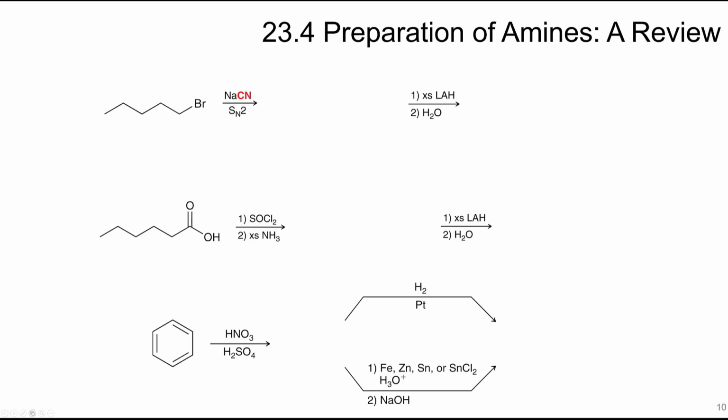So a couple of ways that we've seen already to make amines, one of them involves the SN2 reaction of nitriles to alkyl halides, which after you reduce that gives you the amine. All right, so we've added a carbon and also reduced the amine in this reaction. If we add SOCl2 plus excess ammonia, that's going to give us an amide, which can be reduced to the amine. And then benzene with nitric acid is going to give us nitrobenzene, which we can reduce with hydrogen platinum or using any of these metals with HCl followed by base to give us aniline.